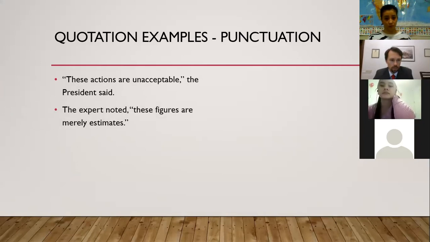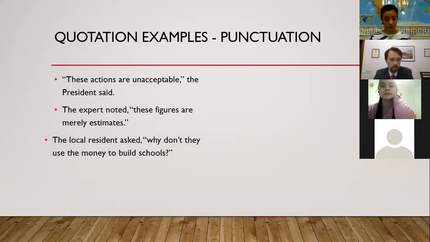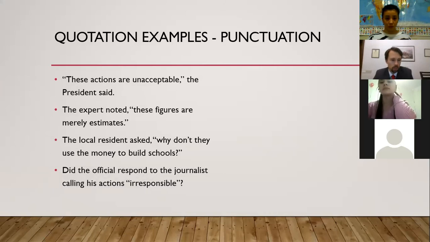"These figures are merely estimates." So you see the period at the end there is inside the quotation marks. The local resident asked, "Why don't they use the money to build schools?" And there's a question mark inside the quotation marks. Usually that's how it works. Did the official respond to the journalist calling his actions "irresponsible"? So there, the question mark falls outside because it's quoting one word and the question is not in the quote. The question is separate from the quote.